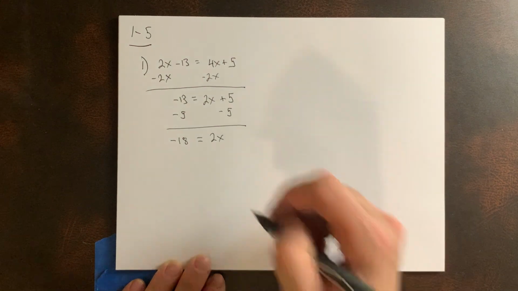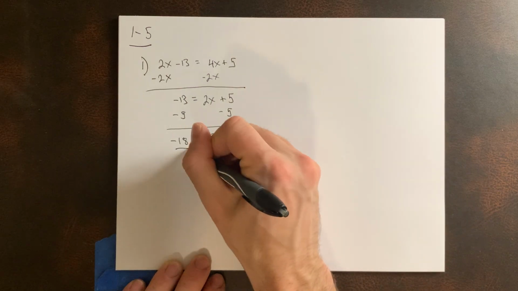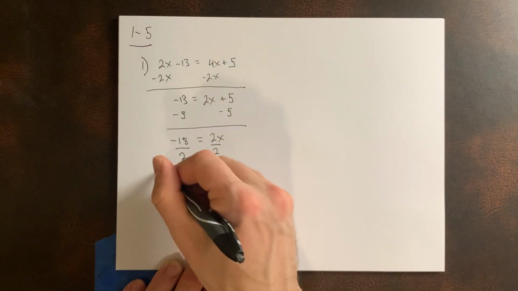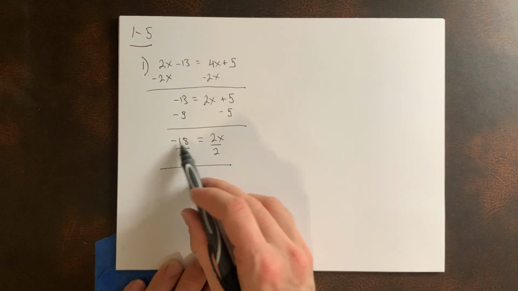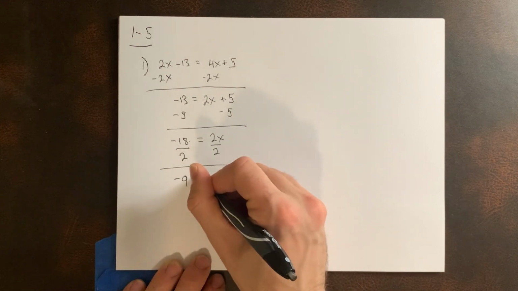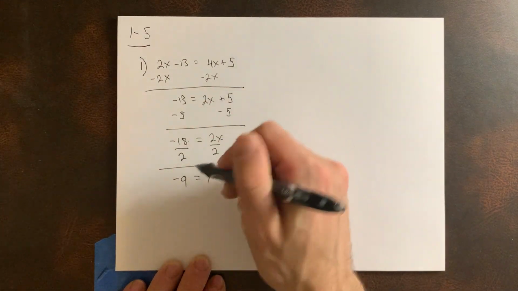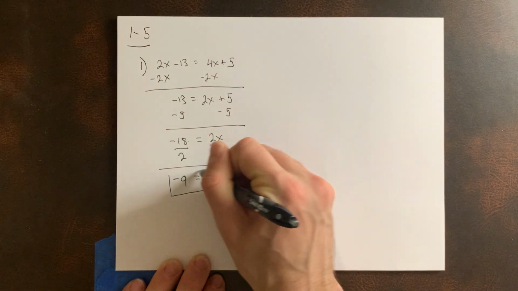And then the last thing we need to do is get this x alone. So there's a 2 here, so we're going to divide the 2 on both sides. And on the left, we have minus 18 divided by 2, which is minus 9. Here the 2's cancel, so we just have our x. And so we do all this work, and we see that x is going to be equal to minus 9.